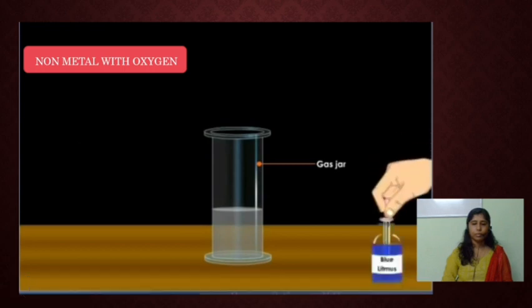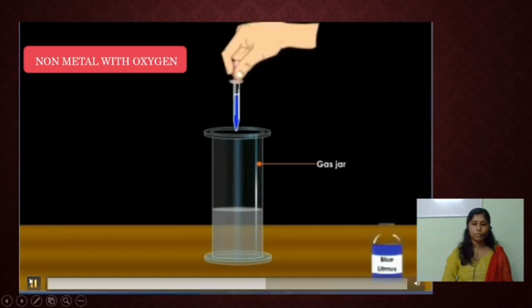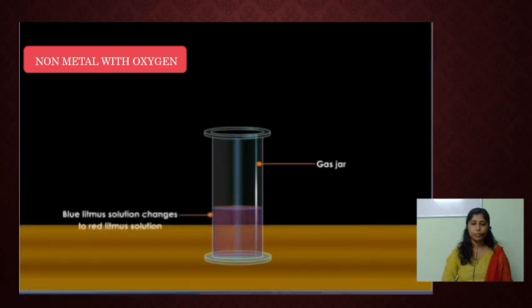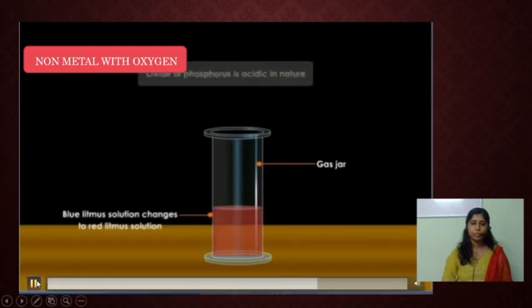Now put a few drops of blue litmus solution into it. Here we are adding blue litmus solution into this solution. The color of the litmus changes to red. Here, how is the color change? The blue color changed into red.